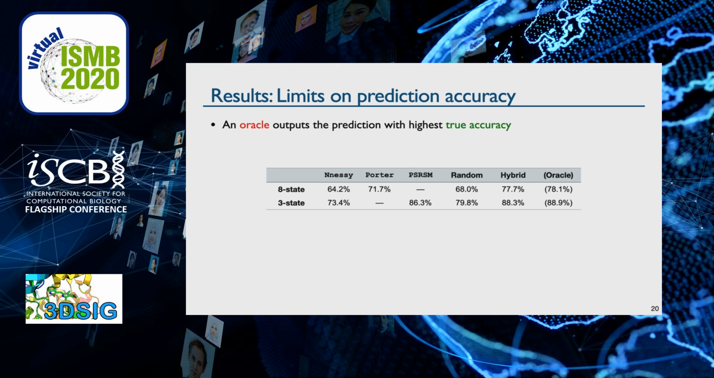For the 3-state model, the best hybrid uses NESI and PSRSM. Once again, the hybrid is only 0.6% below the oracle and far exceeds random selection. The hybrid approach almost matches the oracle accuracy on all datasets and even meets the oracle on some.